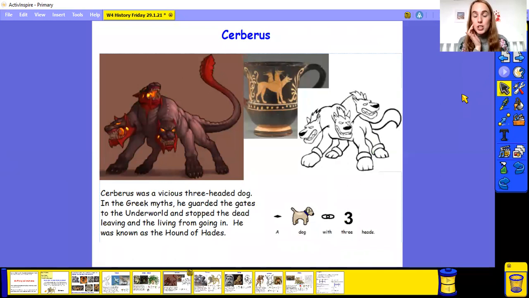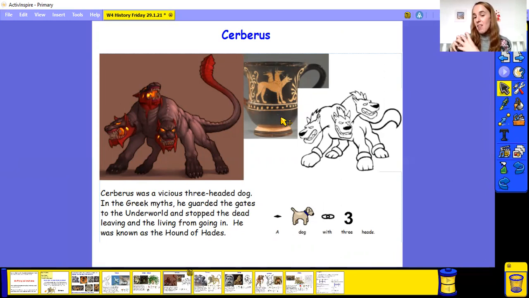Now, another creature, which I hope you'd remember from yesterday, was Cerberus. And you can see on a vase here from ancient Greece that he was shown quite a lot, really. Cerberus was a vicious three-headed dog. So he had three heads. In Greek myths, he guarded the gates to the underworld, and he stopped the dead from leaving and the living from going in. So ancient Greeks believed there were some gates that led to the underworld where the dead were.